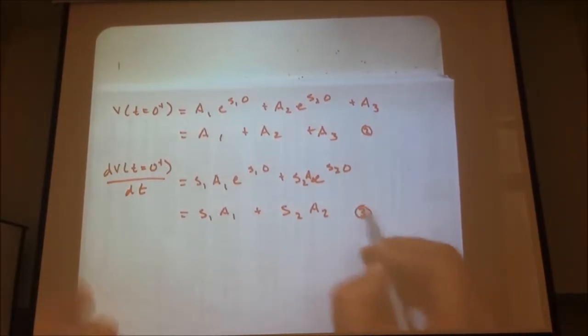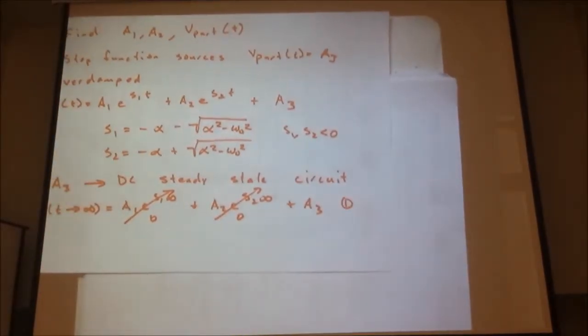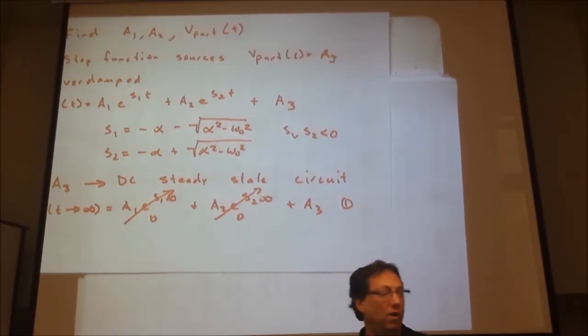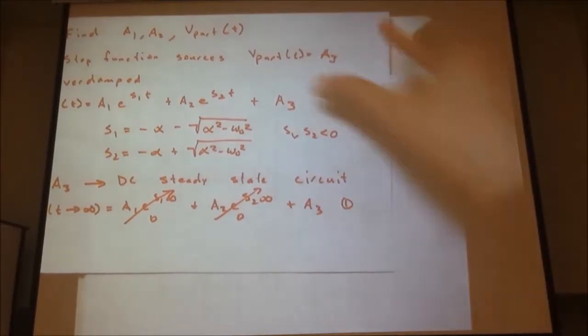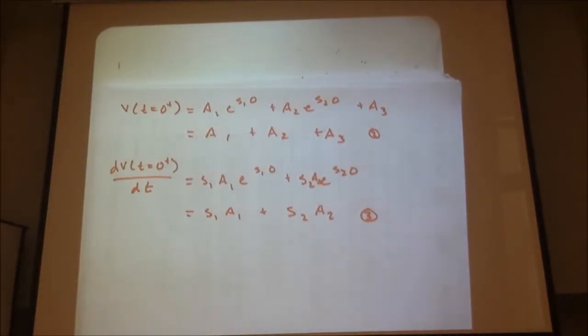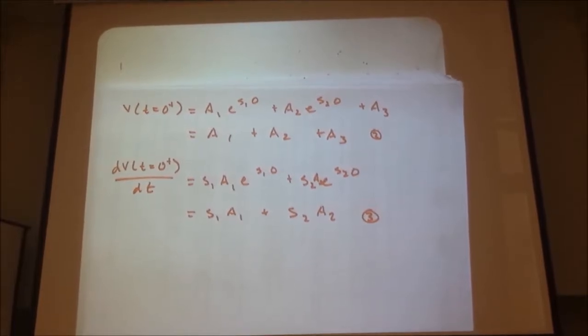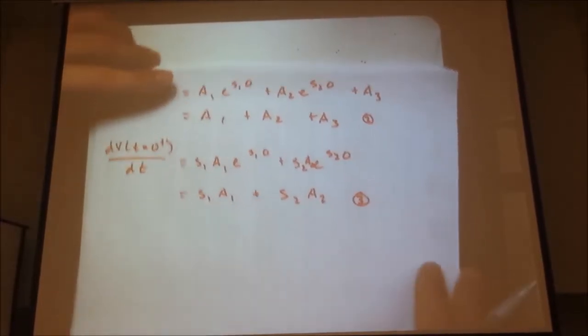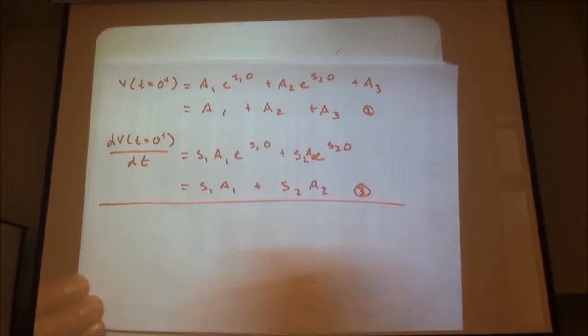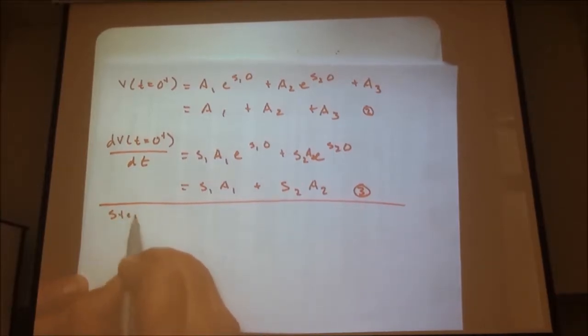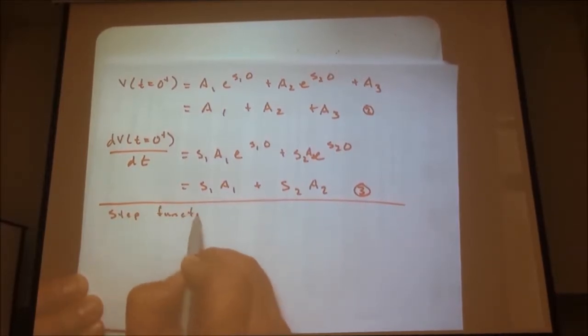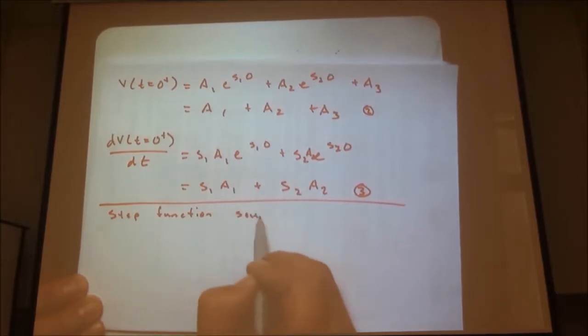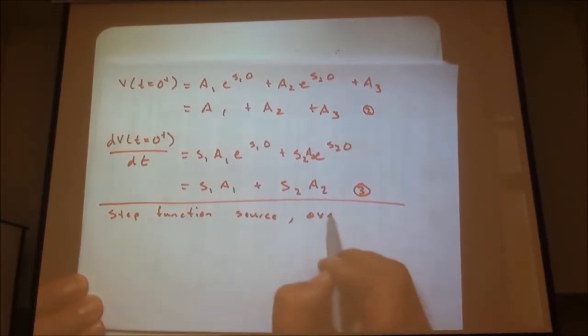2, 3, and 1. We had 3 unknowns. We have 3 equations. One from the DC steady state, which is the solution of a particular form, and then 2 from our initial value. And so there's the overdamped problem for our DC steady state expression. Step function sources. Overdamped.